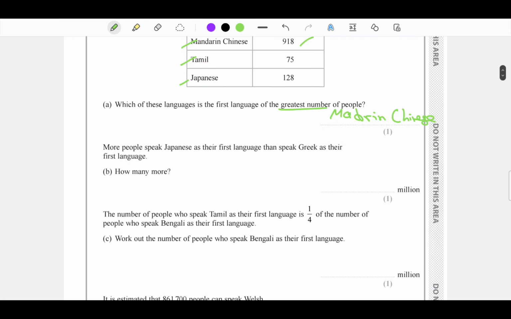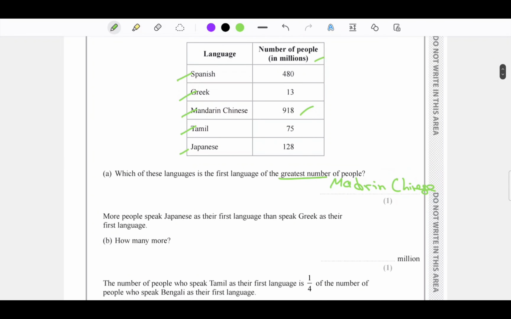More people speak Japanese as their first language than speak Greek as their first language. How many more? We know that for Japanese, there is a total of 128 million people speaking it, and for Greek, there are a total of 13 million people speaking it. How many more is 128 million minus 13 million? We will get an answer of 115 million. So that is how many more people speak Japanese than Greek.